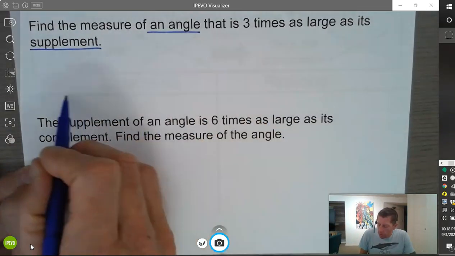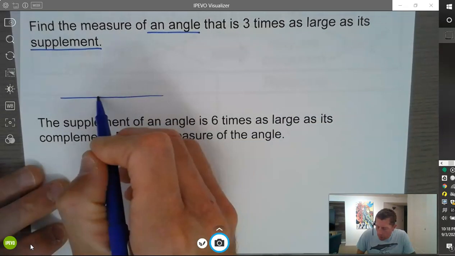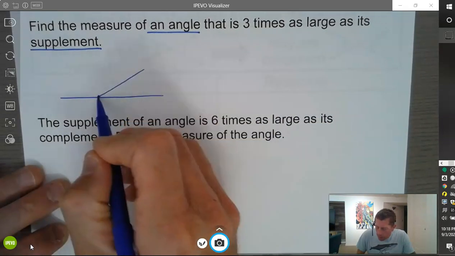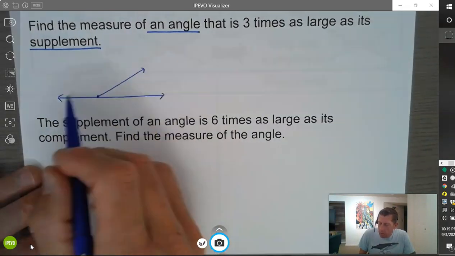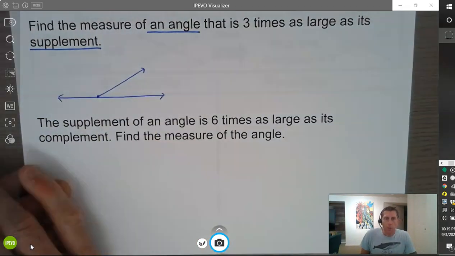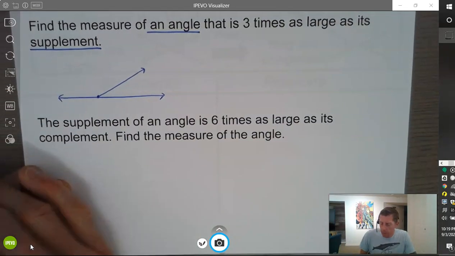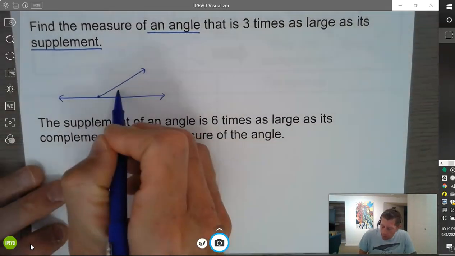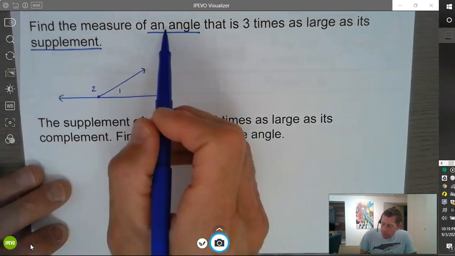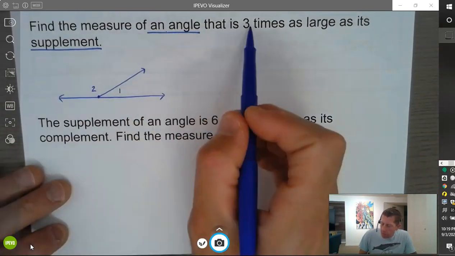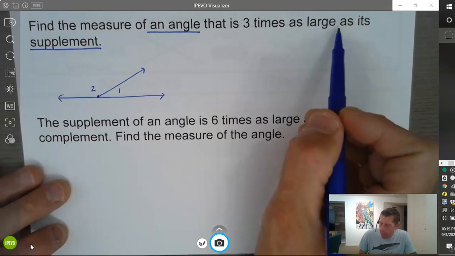So what I'm going to do is I'm going to draw my diagram. An angle with its supplement. So I have a straight angle here. I know that I have two angles that need to add up to 180 degrees. All right, so I'm going to call this angle 1. I'm going to call this angle 2. Find the measure of an angle that is 3 times as large as its supplement.